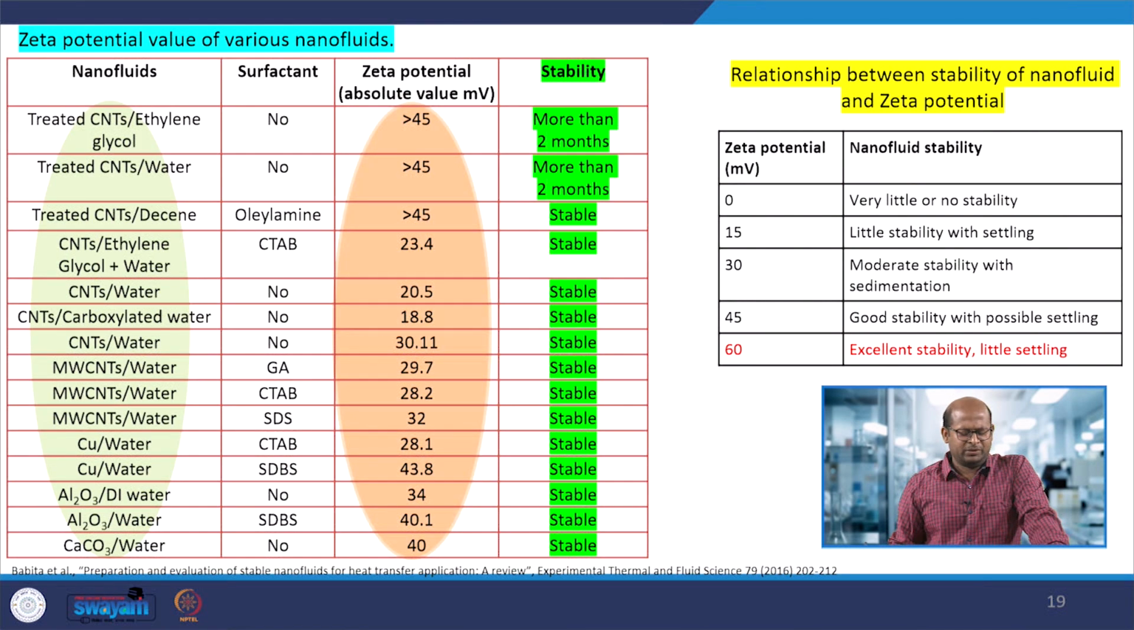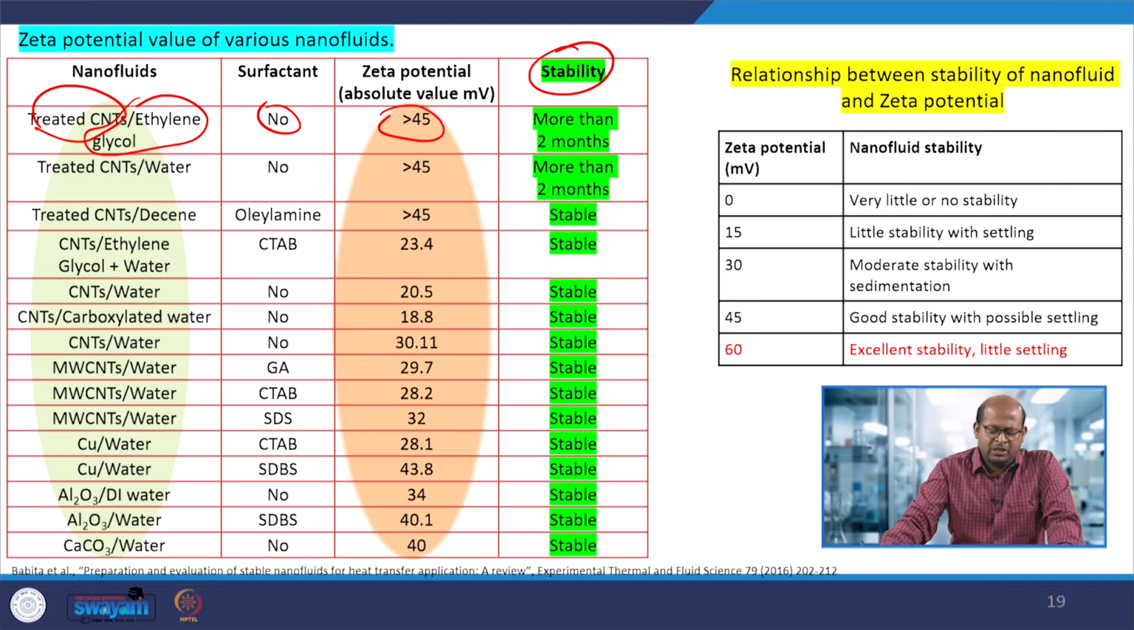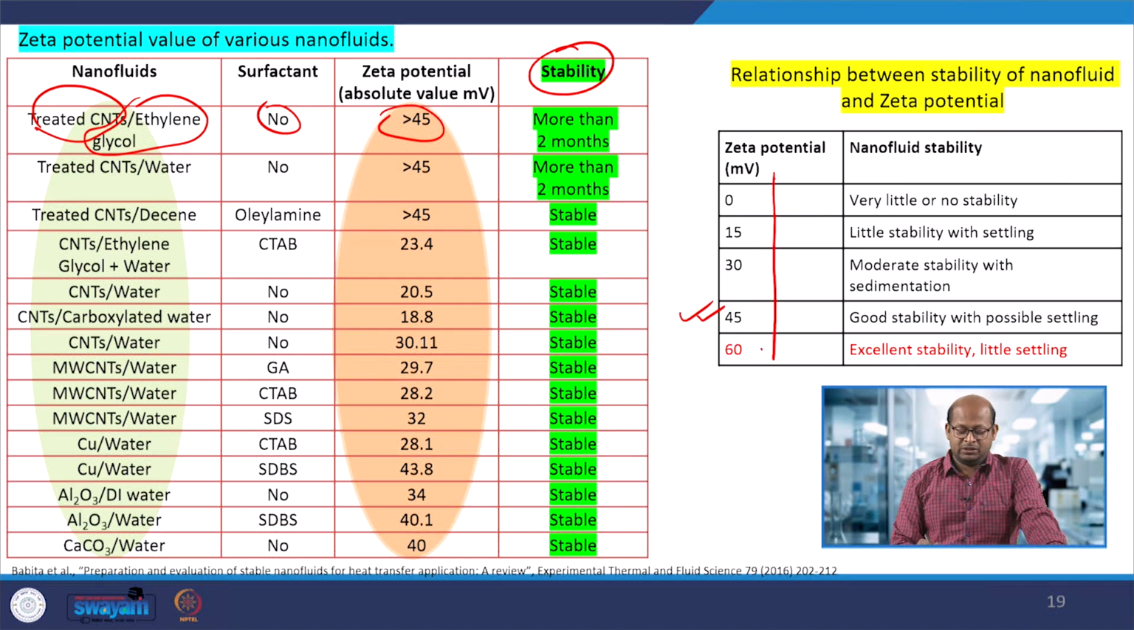particular UV wavelengths we have to use to measure the stability of that particular nanofluid. Here, for the stability of the nanofluids that we have prepared using CNT and ethylene glycol as the base fluid, no surfactant was used, and the zeta potential is greater than 45, which means it is highly stable. As I said, the higher the zeta potential, the more the stability of the nanofluid will gradually increase. Zeta potential of 40 to 45 gives good stability, and when it is 60 then it is excellent stability.